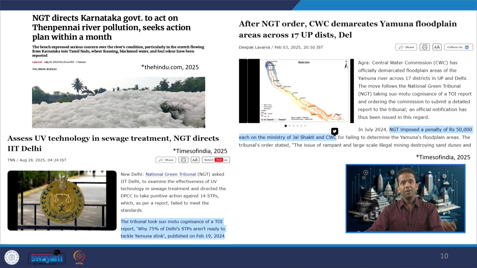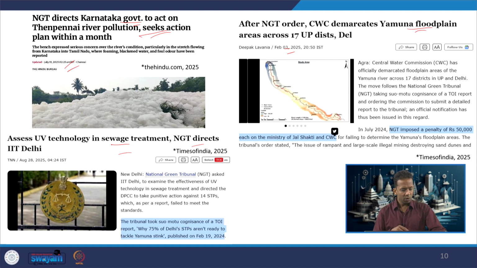After these 2 case studies, here are some examples where NGT directed the government to act on a river pollution plan within a month. These are some recent ones from 2025 only. For the Yamuna floodplains, it demarcated areas across 17 UP districts. Then, for UV technology in sewage treatment, NGT directed IIT Delhi to look into it and see whether it is effective or not.